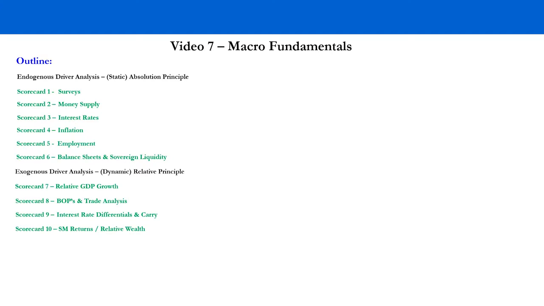And what that means is basically we're looking at a country in absolute terms to begin with, so the endogenous driver analysis, and we need to look at something called the static or absolute principle. So what we're actually doing is looking at a country in its entirety in absolute terms, not relative to another country. So when we look at currencies, as you know by now, we can't buy one currency first without selling another.